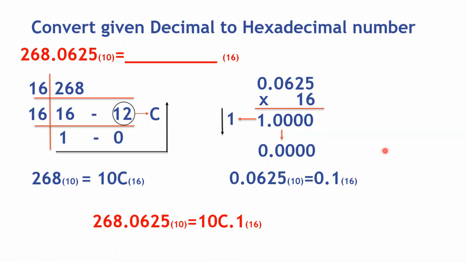In the next class, we are going to study the conversion of other number systems to the decimal number system. Other number systems means binary to decimal, octal to decimal, and hexadecimal to decimal number system.